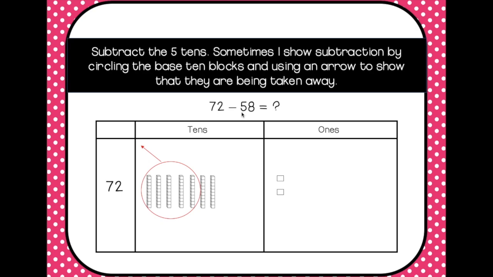So as you saw in the last example, I was crossing the base 10 blocks out. I'm going to show you a different way. Sometimes I just circle them and then draw an arrow to show that they've been taken away. So here I've taken away the 5 tens.